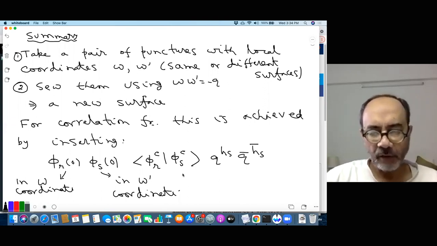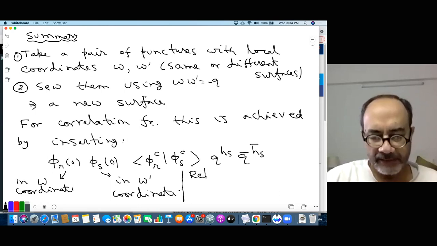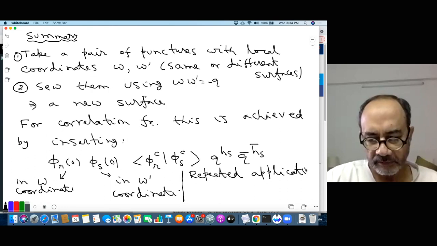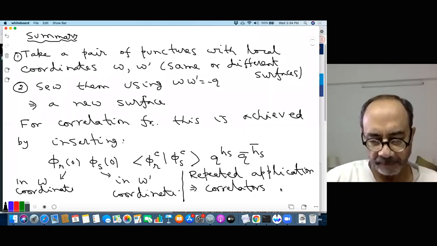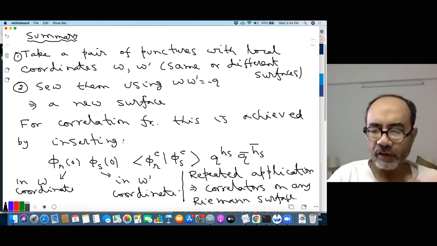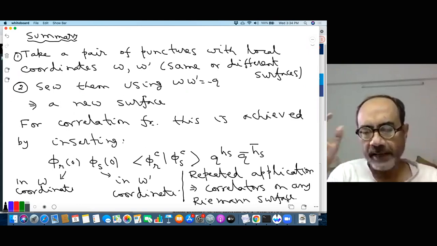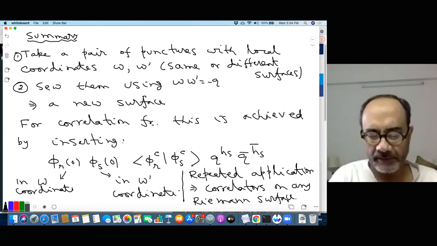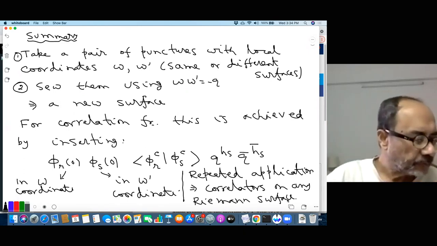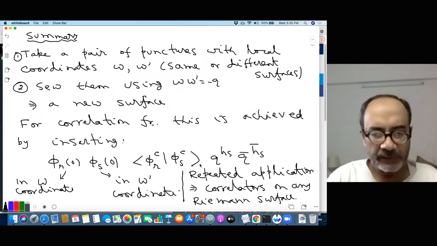And then we said that repeated application of this can give the correlation function on any Riemann surface, because a higher genus Riemann surface you can build by sewing together punctures on a sphere. If you take a sphere and you sew together n pairs of punctures, you basically add n handles, so this becomes a genus n Riemann surface. So this is an in principle construction.